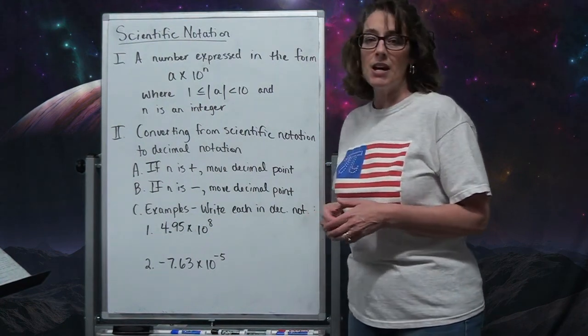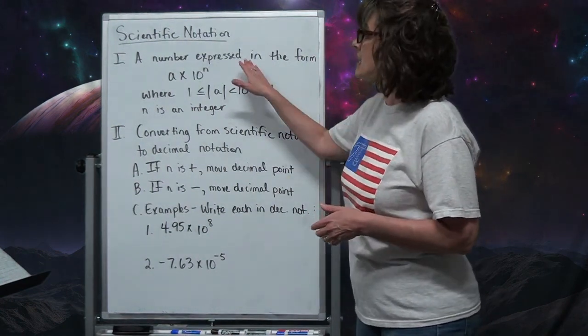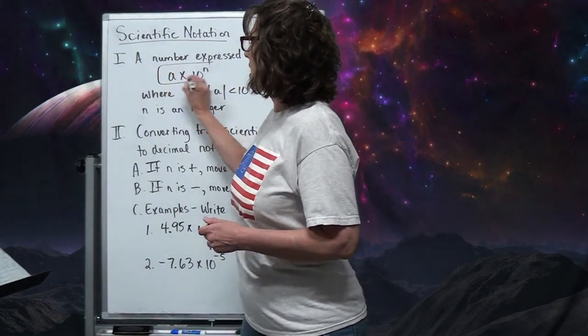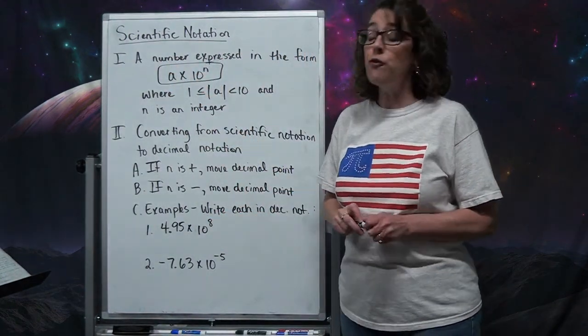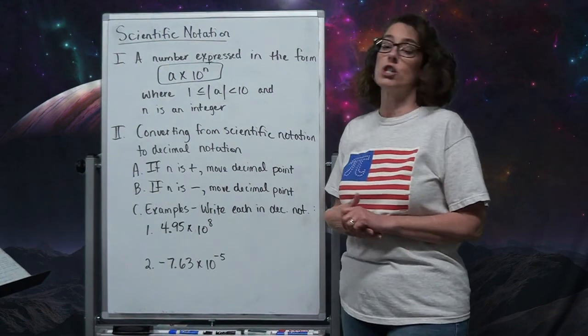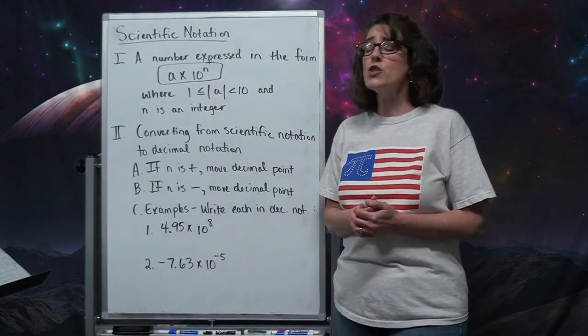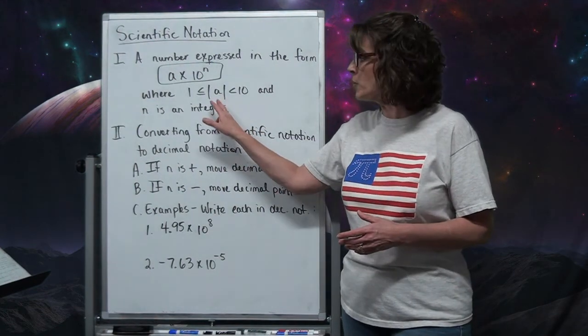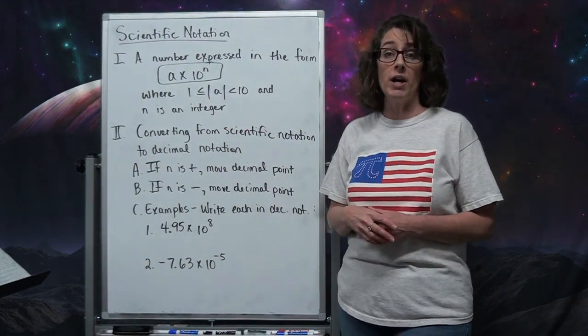So let's take a look at what scientific notation is. It is a number that is expressed in this form. A times 10 to the n. That is the format for scientific notation. Now, you need to understand that this A right here is going to be a number, and notice what it says, that number is between 1 and 10.